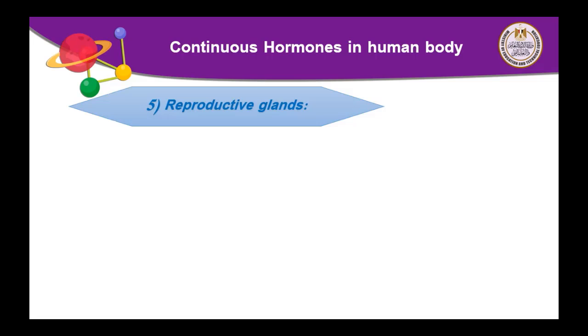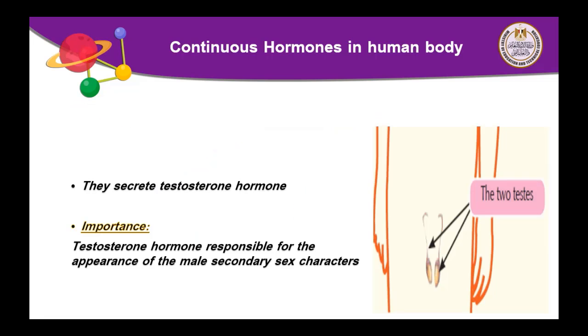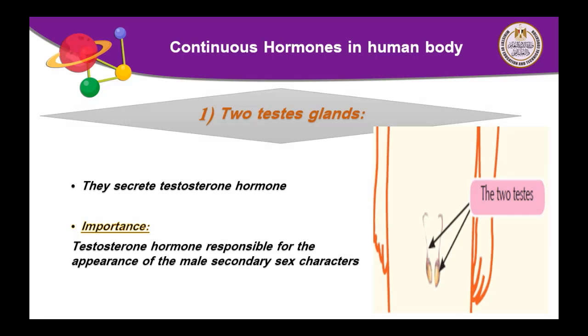But now we will talk about the fifth gland, which is called the reproductive glands. Let's talk about the reproductive glands. Reproductive glands can be classified into two types. Number one, two testes in male. Number two, two ovaries in female. Let's start with the testes. The testes gland is in front of you. It secretes a hormone which is called testosterone.